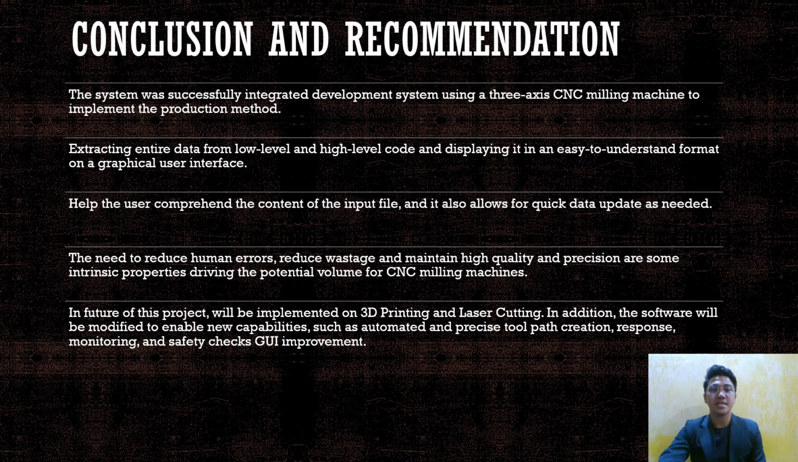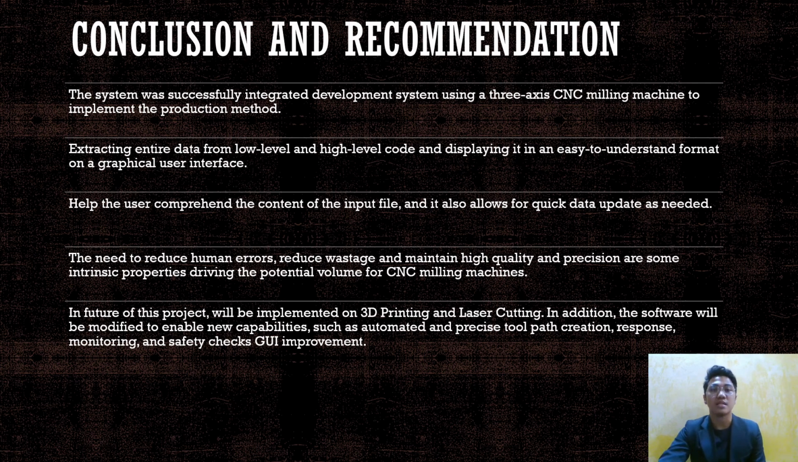Conclusion and recommendation for Chapter 5. Networks and open architecture CNC systems are becoming popular. To be highly efficient and compatible, the CNC system communication platform must be very effective and adaptable. The main objective of this project had been accomplished when the system was successfully integrated as a development system using a 3-axis CNC milling machine to implement the production method.